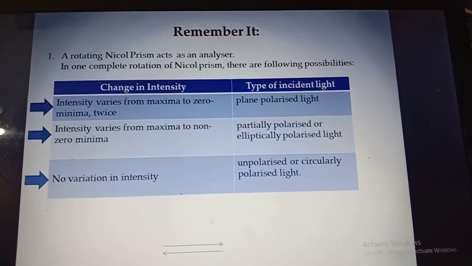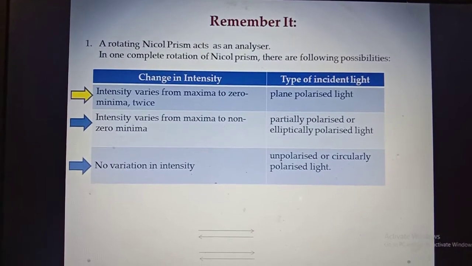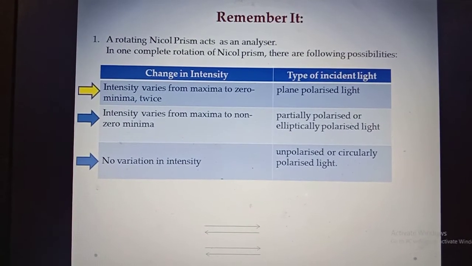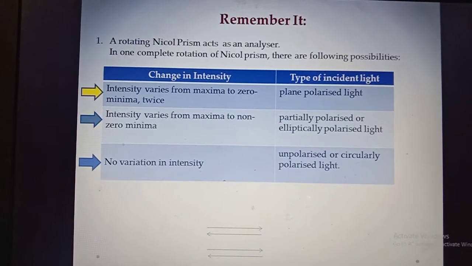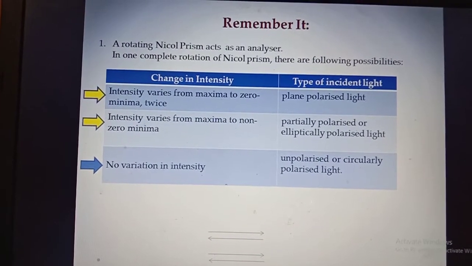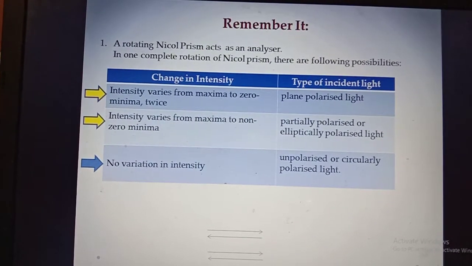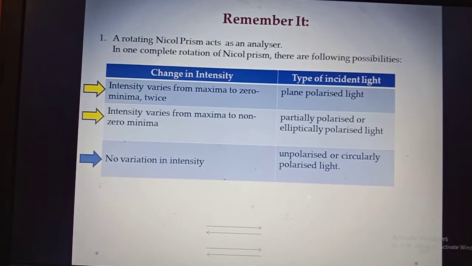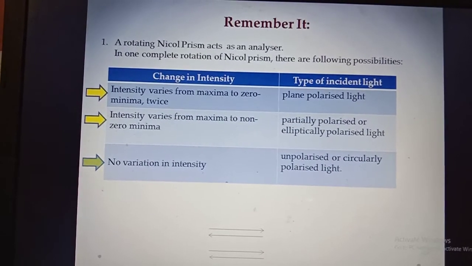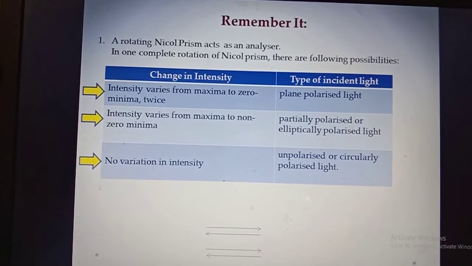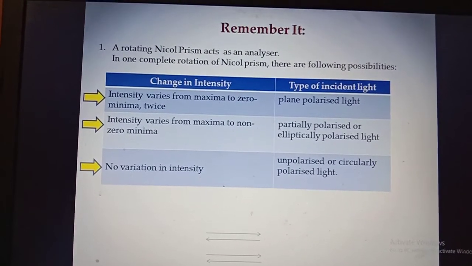The first possibility is that if the intensity varies from maxima to 0 minima twice, then the incident light will be plane polarized light. The second possibility is that if the intensity varies from maxima to non-zero minima, that means the incident light will be partially polarized light or elliptically polarized light. And the third possibility is that if there is no variation in intensity, then the incident light may be unpolarized light or circularly polarized light.